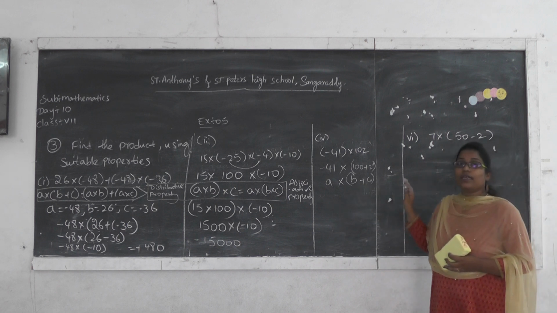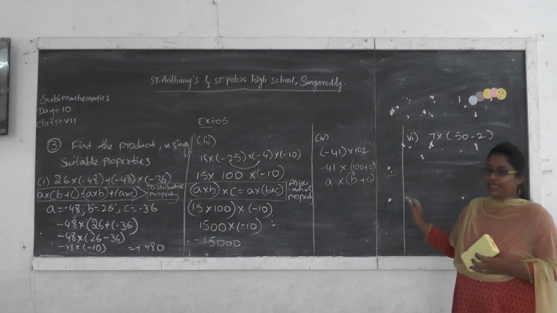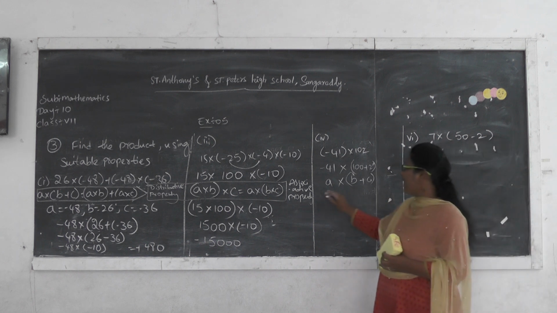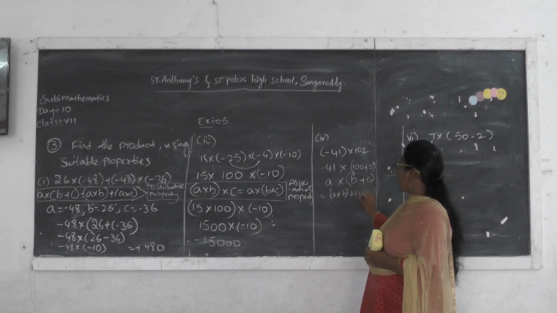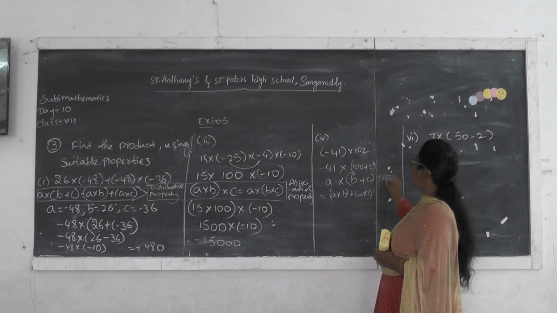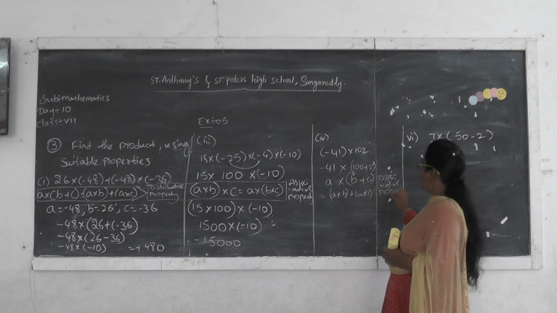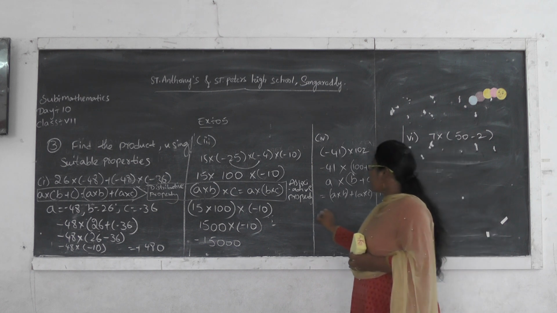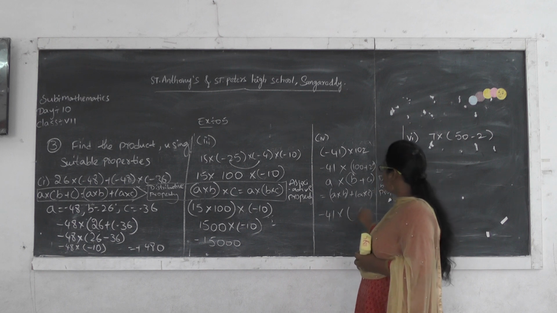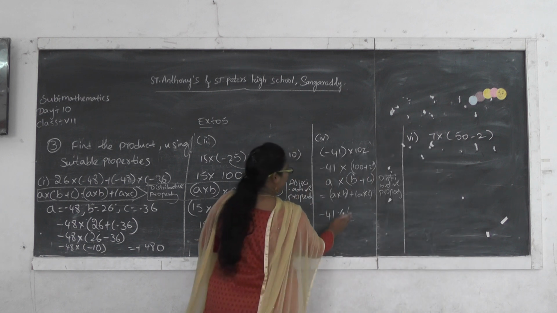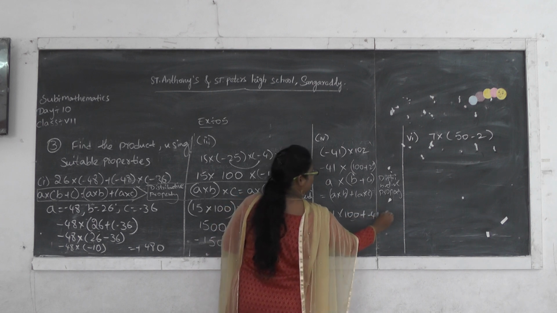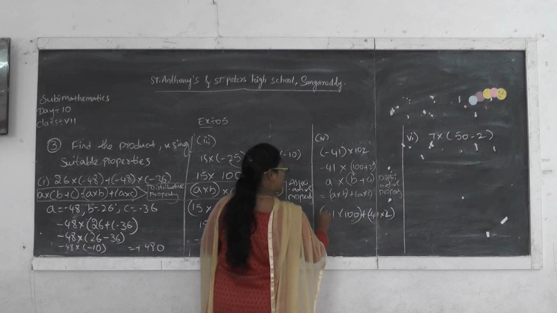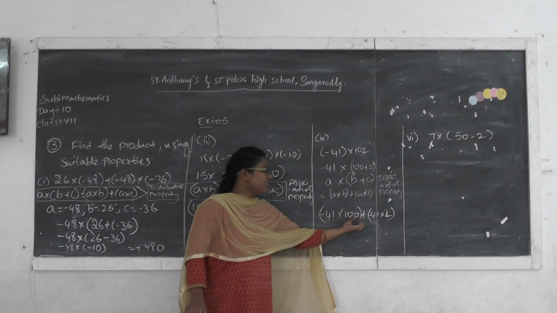Here it is nothing but the distributive property. Here we can use the distributive property. A into B plus C equals A into B plus A into C. This is nothing but the distributive property. Now substitute: minus 41 into 100 plus minus 41 into 2. So A into B plus A into C.